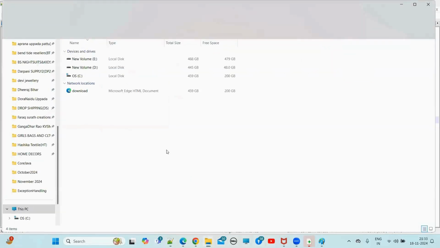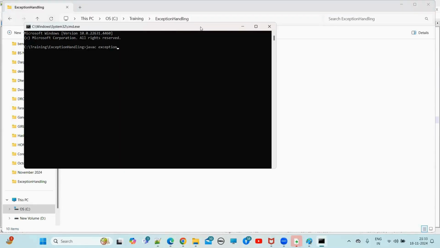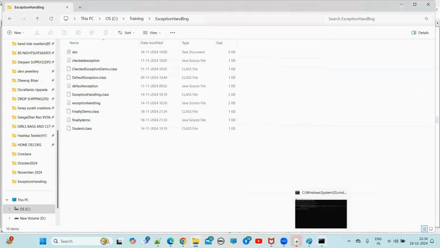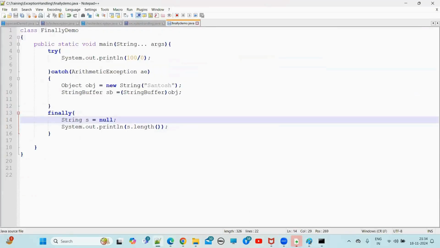Let me execute. So now here, what is the class name? Finally demo, I think, right? Finally demo. See, exception in thread main java.lang.NullPointerException, cannot invoke String.length because something is null. Clear, everyone? Here we are seeing null pointer exception as an output, even though class cast exception is also being raised here.